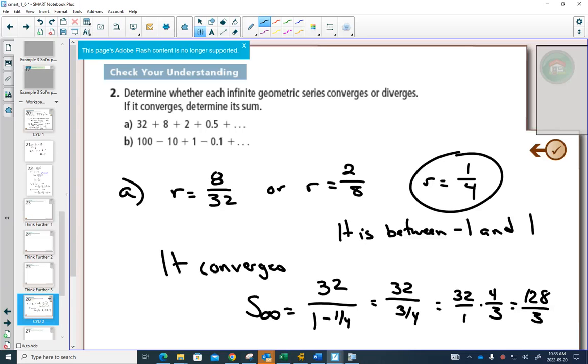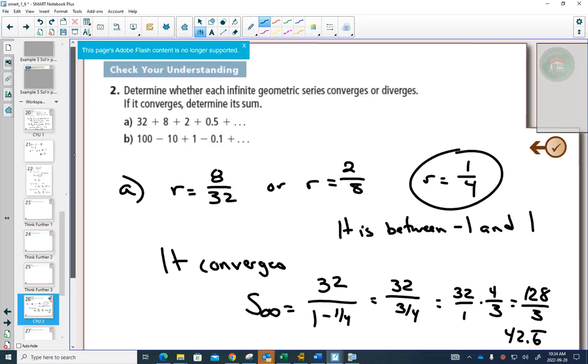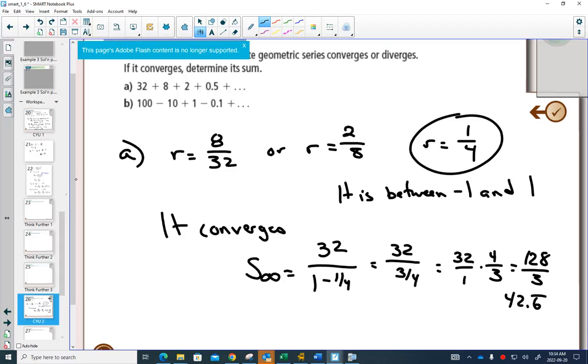As a decimal, what is that, 42.6 repeated? Do they have the answer at the bottom? Yes, they do. What about part B?